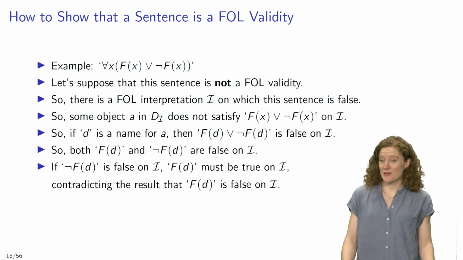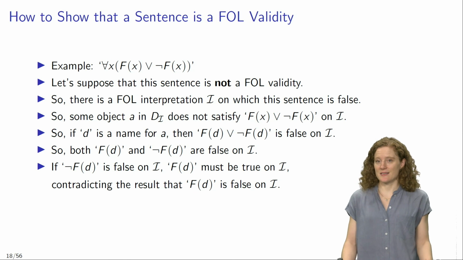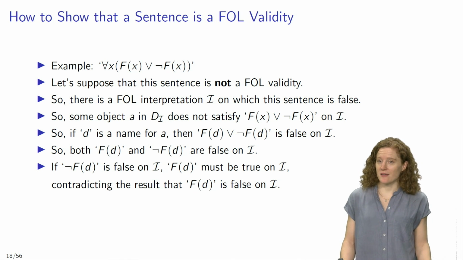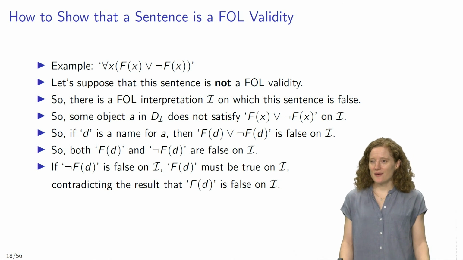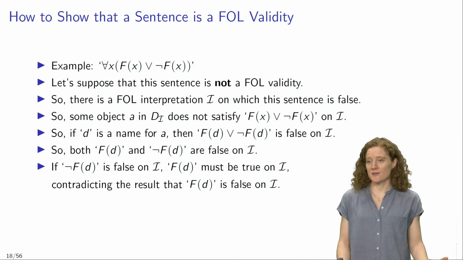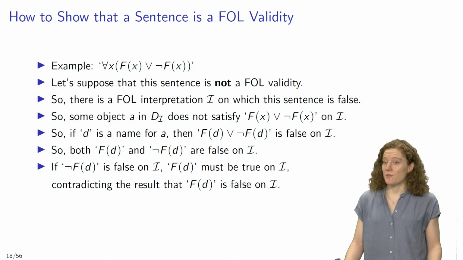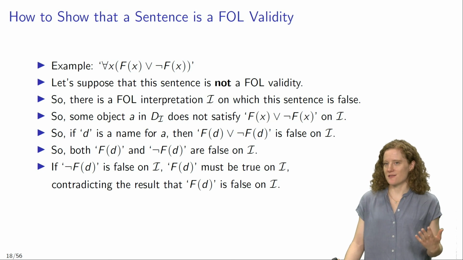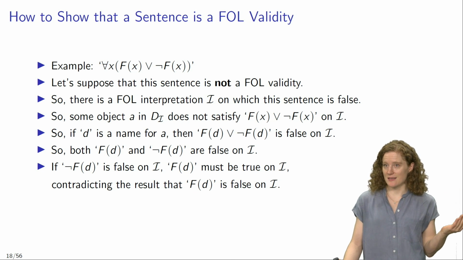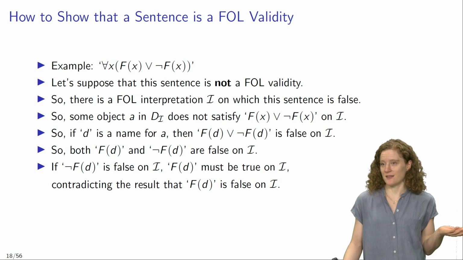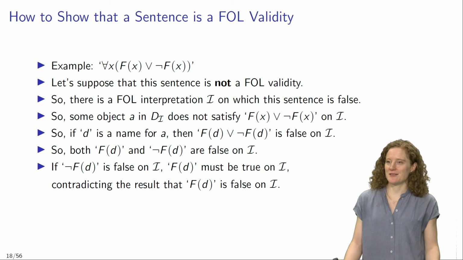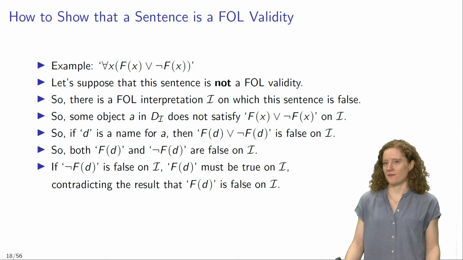But now, given the truth conditions of negated sentences, if not Fd is false on I, then Fd must be true on I. And this contradicts our earlier result, according to which Fd is false on I. So here we have a contradiction. The contradiction is that Fd both is and is not true on I. And so we have derived a contradiction from the assumption that our given sentence is not an FOL validity. And since we were able to derive this contradiction, we can conclude that this sentence is in fact an FOL validity.